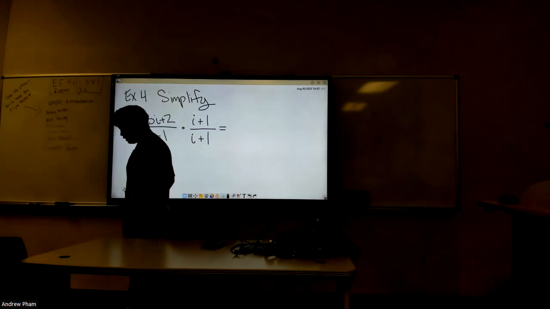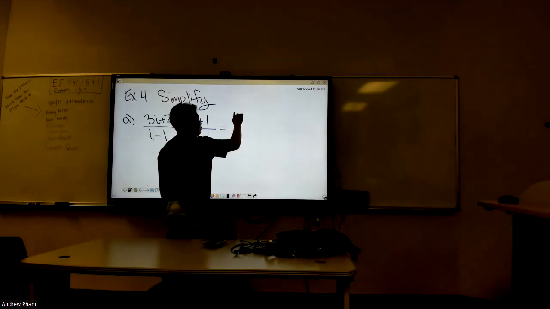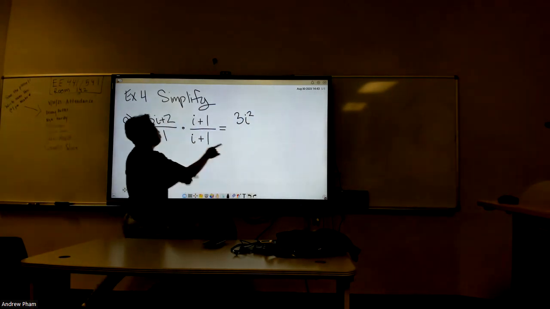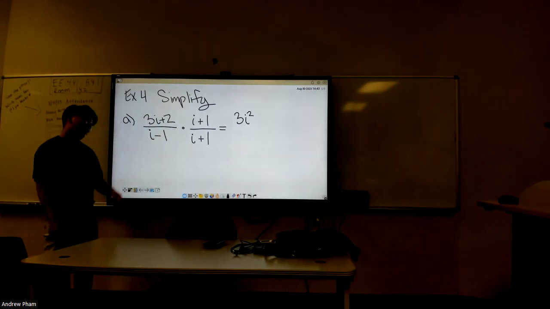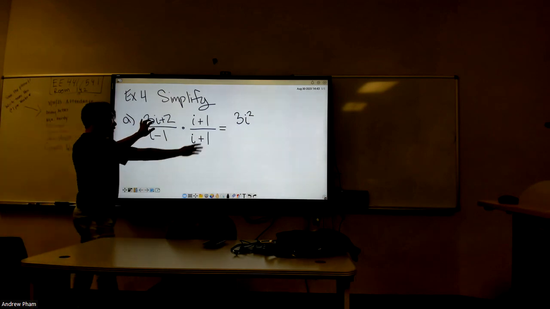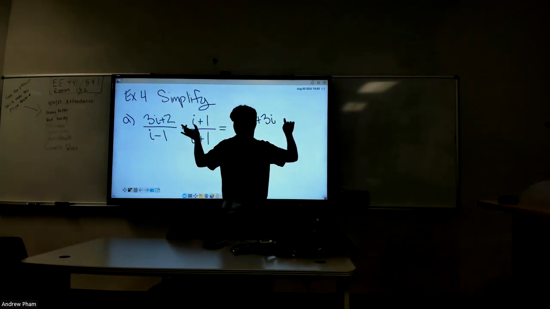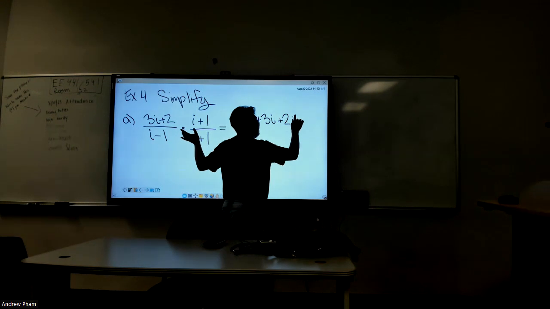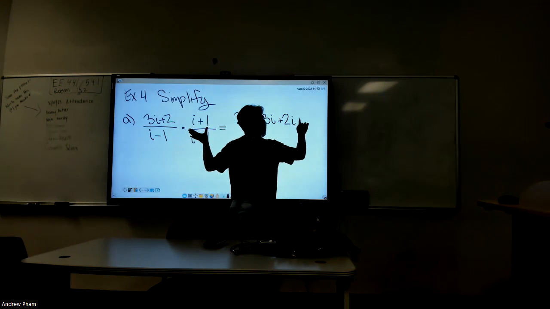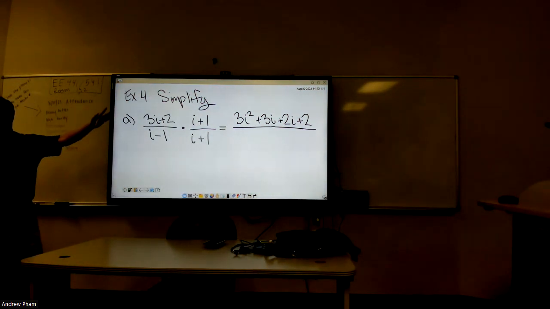All right, so now we're just going to go ahead and multiply this out. Let's start with the top. We can FOIL this. What's the first term? First times first is 3i squared, because 3i times i is 3i squared. Outsides, 3i times 1, I get 3i. Insides, plus 2i. And then last times last, plus 2. So I went ahead and multiplied that out. We're definitely going to clean that up more because we don't like i squares.